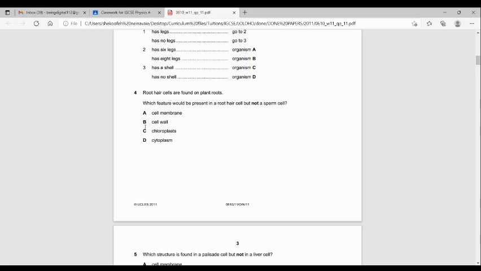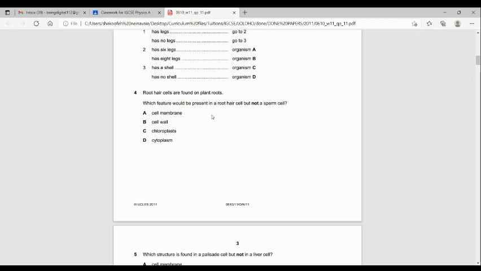Yes. A sperm cell is an example of an animal cell. Animal cells don't have a cell wall. It's only a plant cell that has a cellulose cell wall. Chloroplast, you may say that you can find in a plant cell. So how about this? Is it the correct answer?